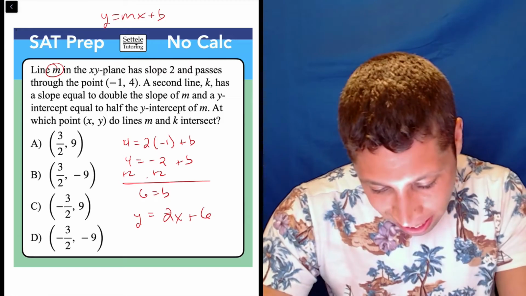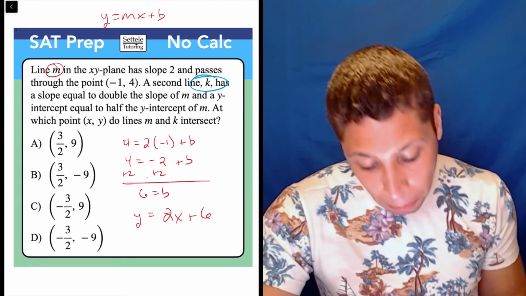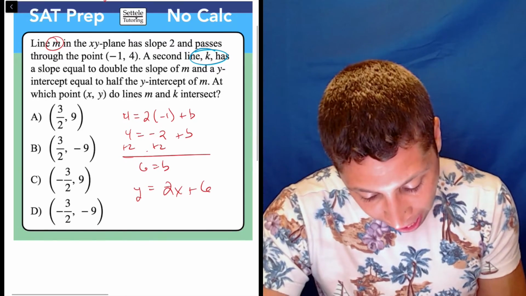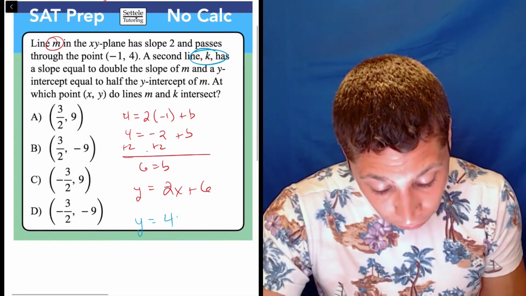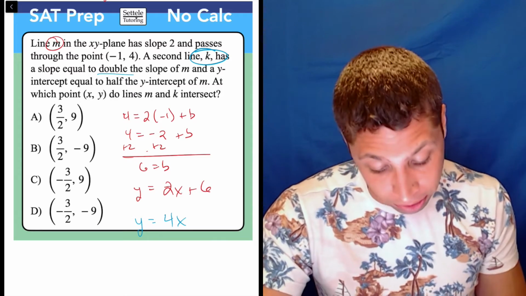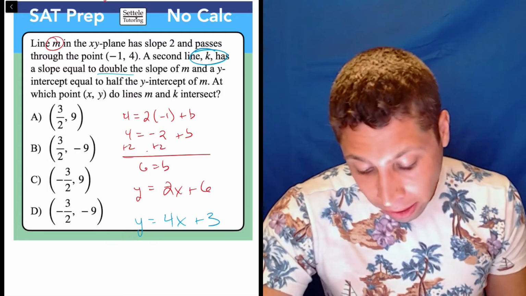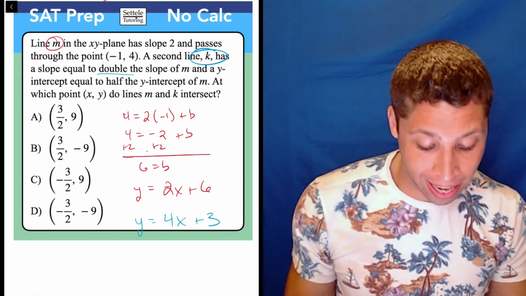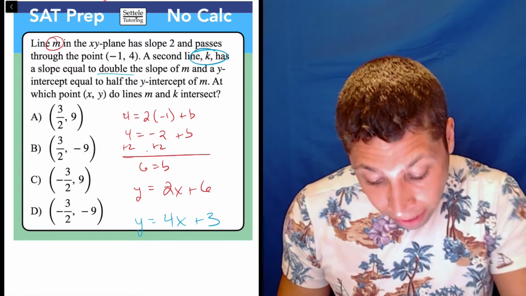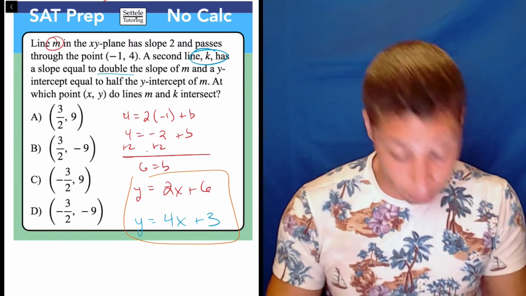I'm going too fast. But let's look at the next part right here. We get line k, and it has a slope equal to double the slope of m. So, okay, line k is going to have a slope of 4, and a y-intercept equal to half the y-intercept of m, so that's 4x plus 3, at which point x, y do lines m and k intersect. So now that I have these two lines, I can do the last step of this equation, which is to set them equal to each other and find that point of intersection.